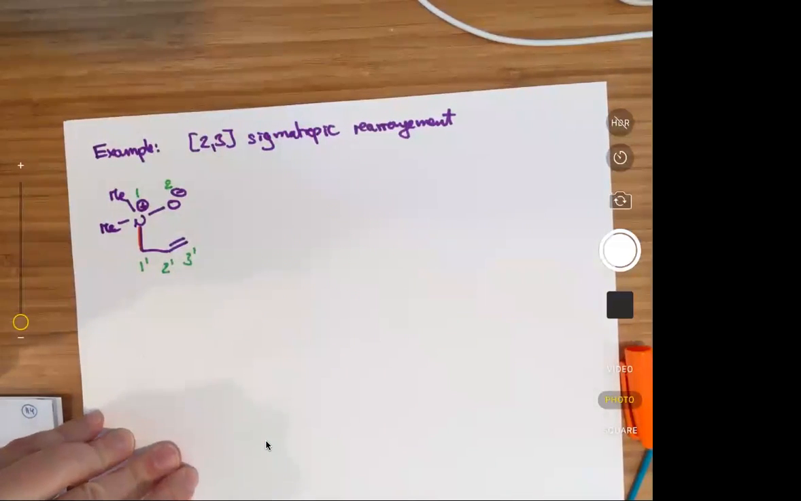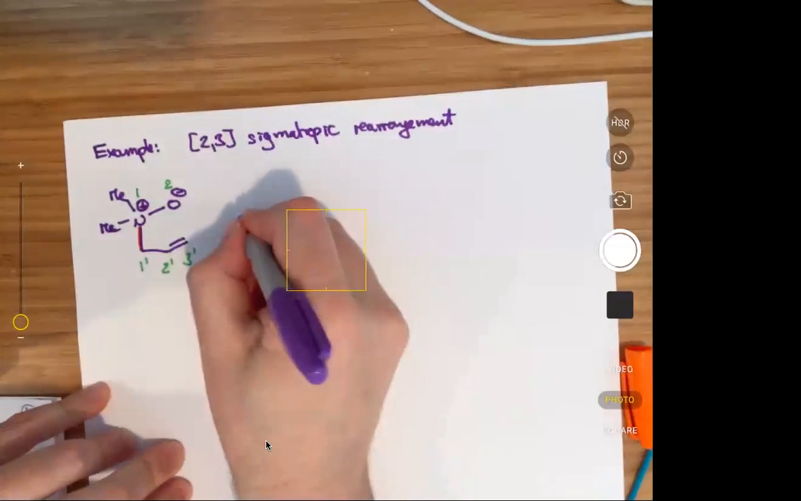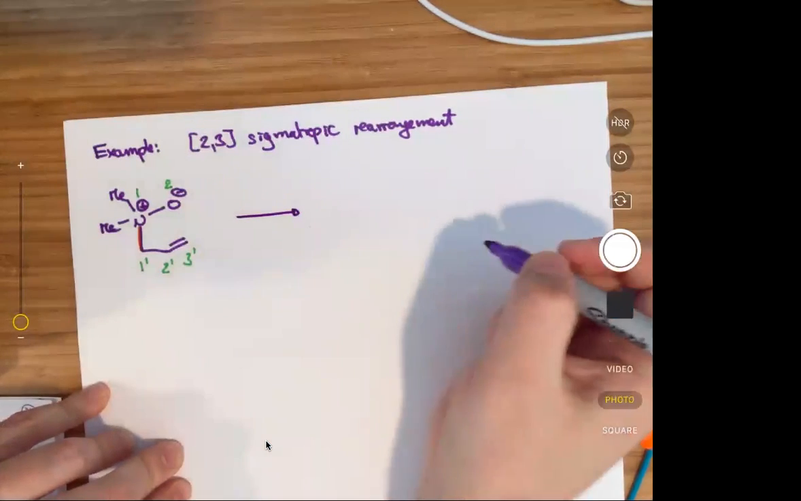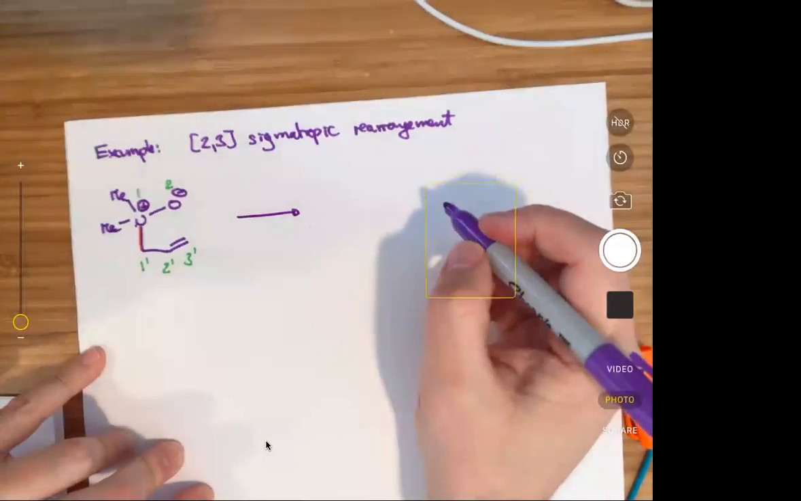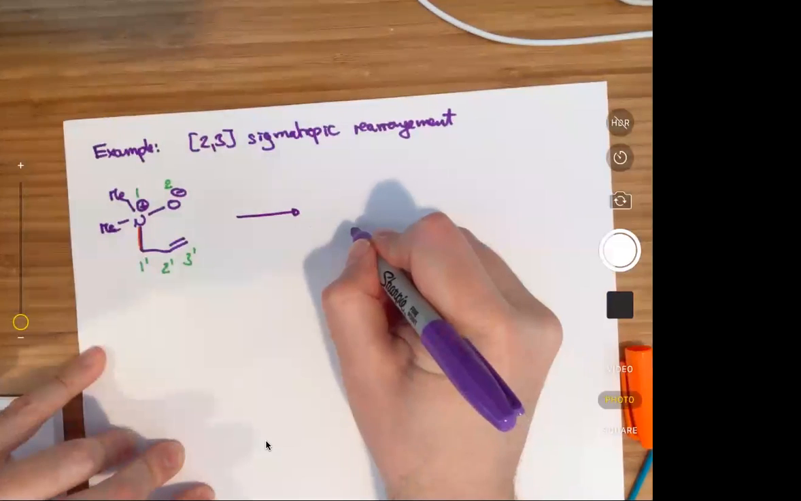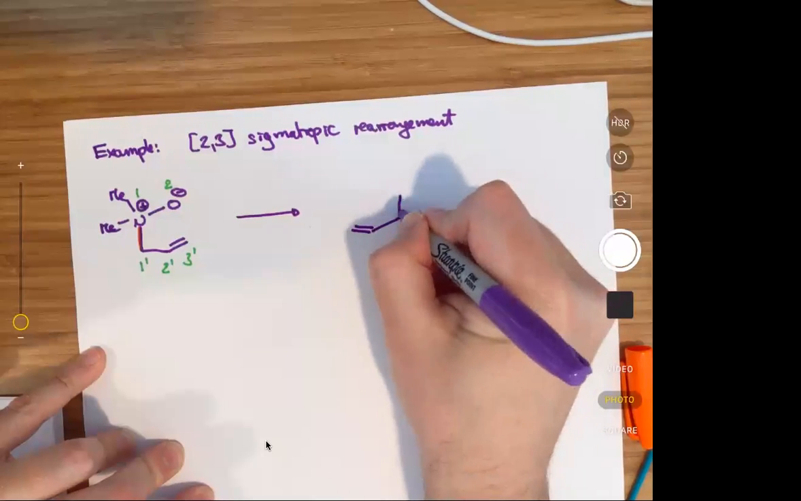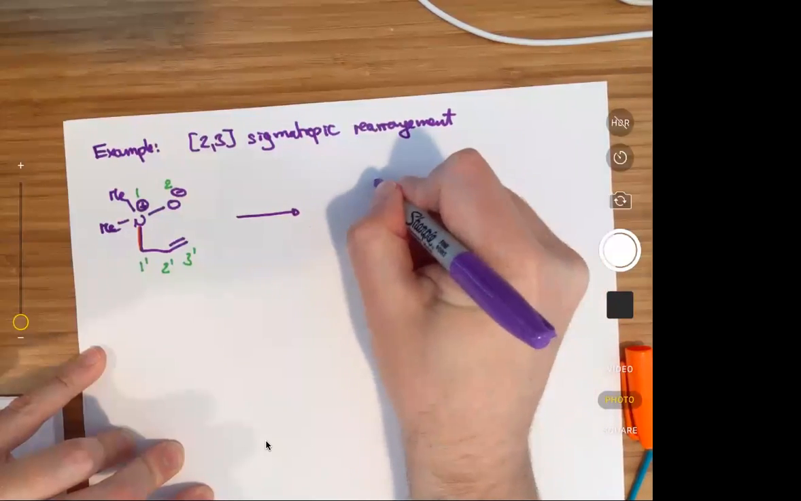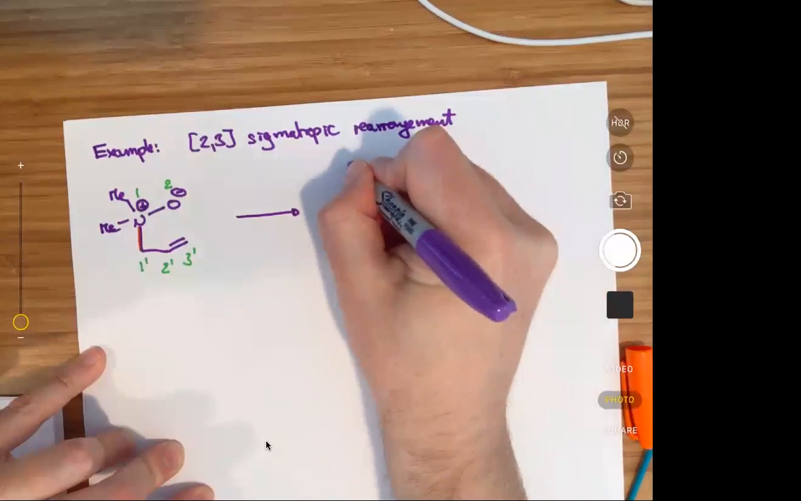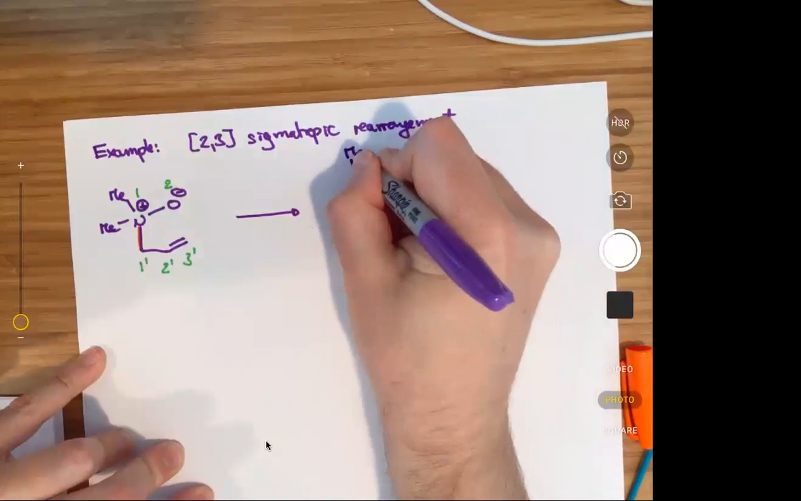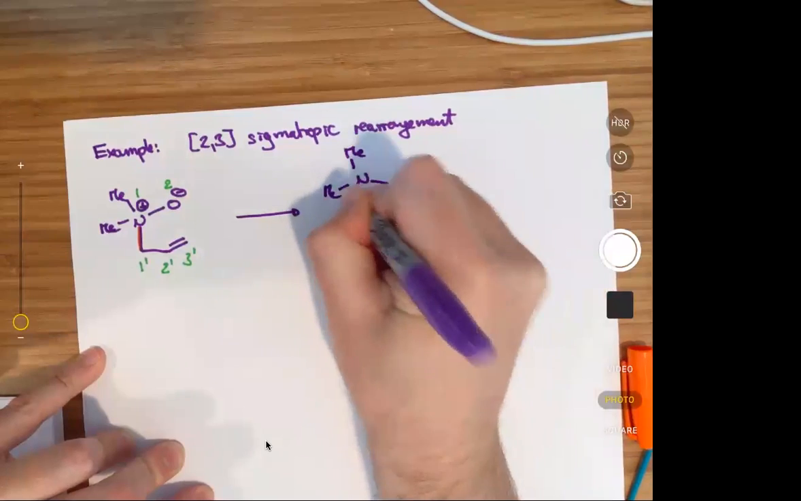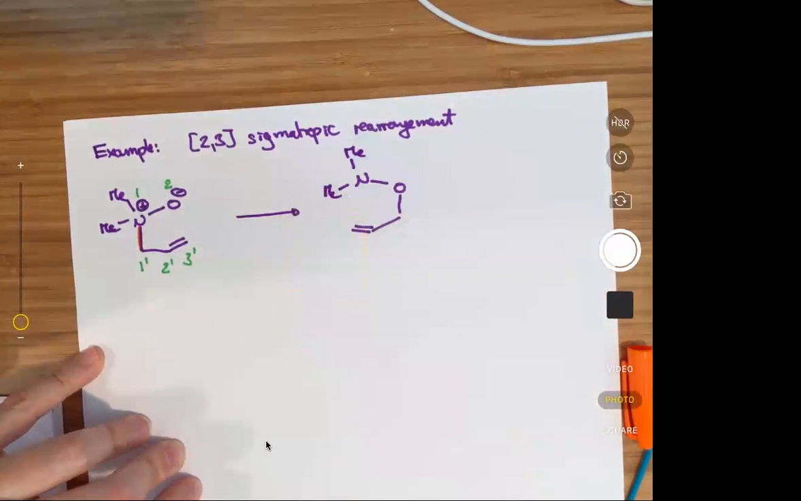And again, essentially, we can draw out the product of this 2,3 sigmatropic rearrangement. And in this case, you probably expected this already. We have a double bond here. Then we go up, we have the oxygen here, and then we have a nitrogen, and the nitrogen attached to our 2 methyl groups over here on this side.